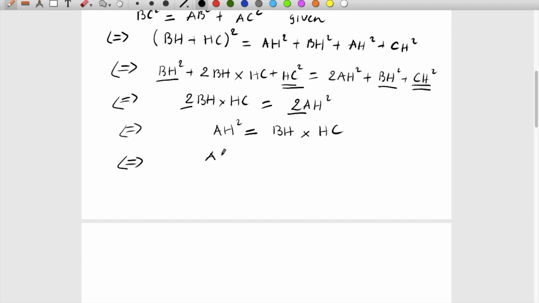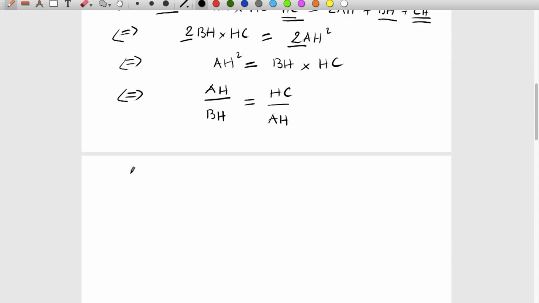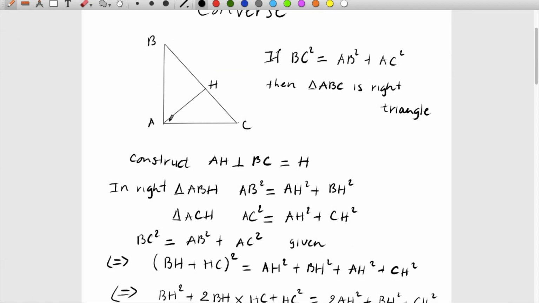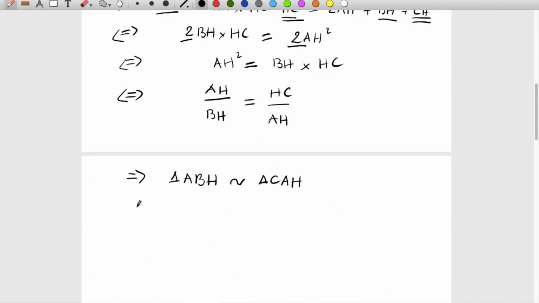We can rewrite it in fraction form: AH over BH equals HC over AH. According to the method which proves two triangles are similar, we conclude triangle ABH is similar to triangle CAH. To understand easily, let's have a look at the figure. Triangle ABH is similar to triangle CAH. Consequently, angle A equals angle C.